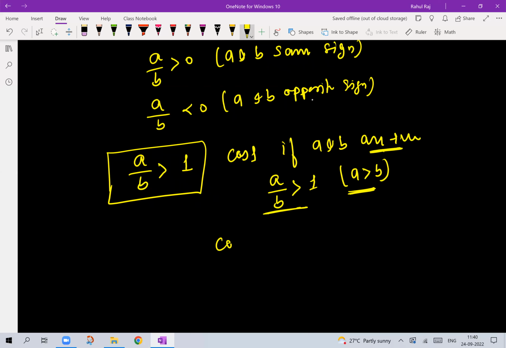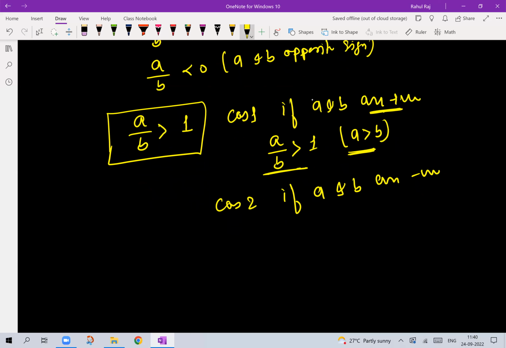Now case 2 says, if A and B are negative, then for A over B to be greater than 1, A should be less than B, because -10 by -5 is greater than 1. You can't say -4 by -5 is greater than 1. No, because negative negative cancels. 4 by 5 is not greater than 1.